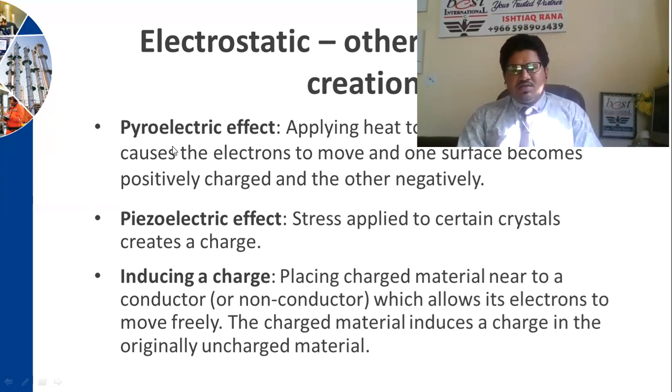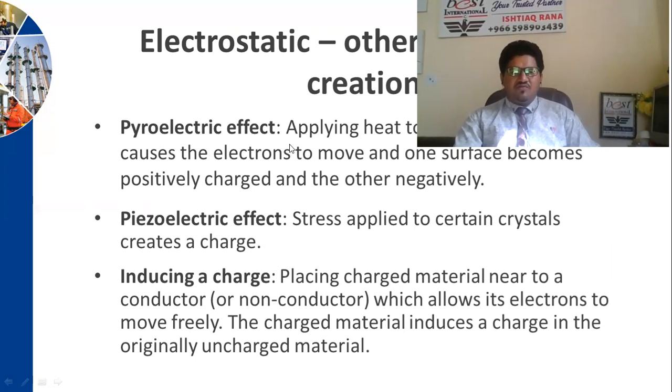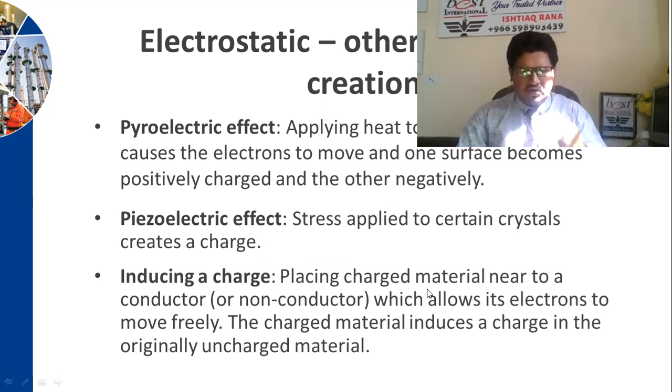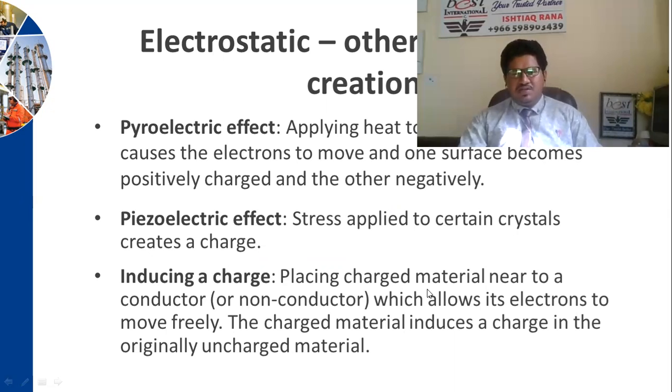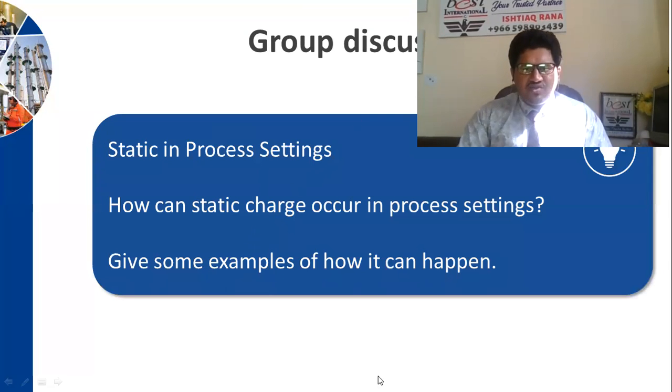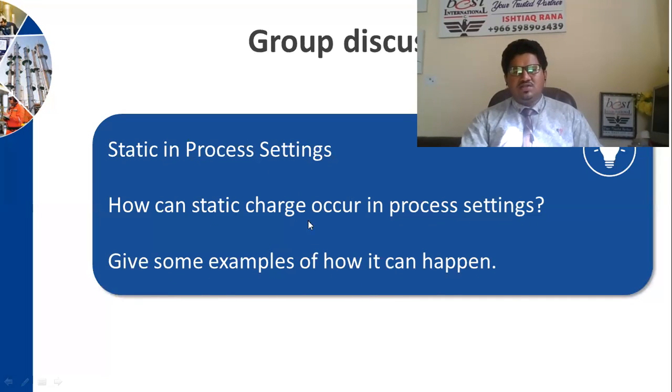So that is why in the oil and gas industry, even electrostatic charges must be taken seriously. Other methods of creation are the pyroelectric effect, where applying heat to a material at one point causes the electrons to move, and one surface becomes positively charged and the other negatively. The piezoelectric effect: stress applied to certain crystals creates a charge. Inducing a charge: placing a charged material near a conductor, which allows its electrons to move freely, the charged material induces a charge into the originally uncharged material. You can do some further research on how static charges can occur in process settings, and give some examples of how it can happen.